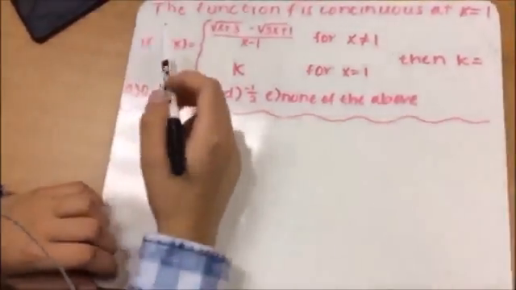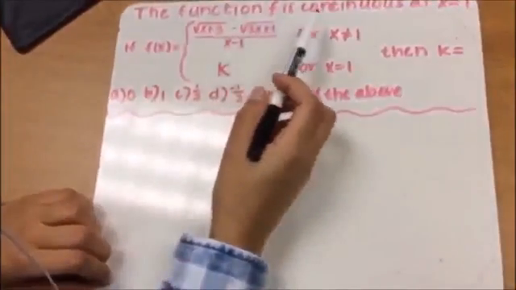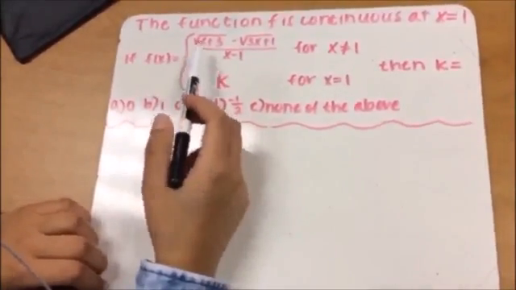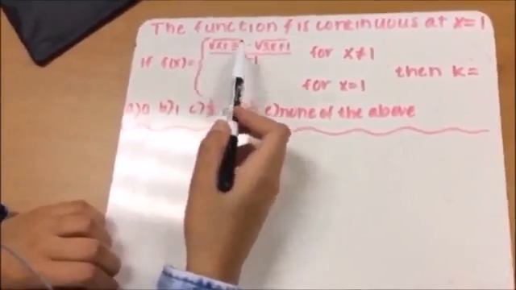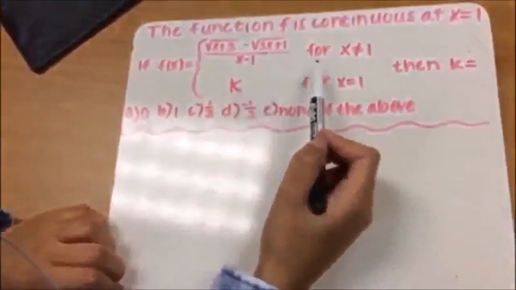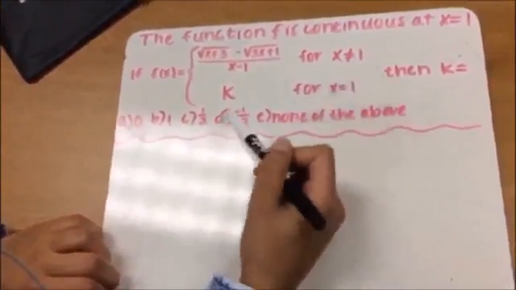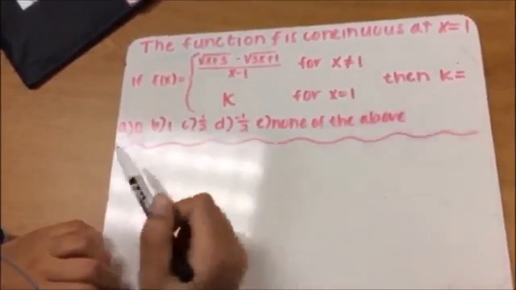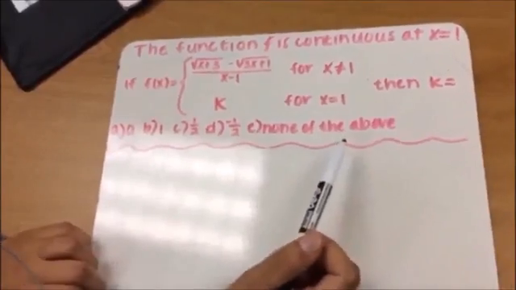So the problem says that the function f is continuous at x equals 1. If f of x equals the square root of x plus 3 minus the square root of 3x plus 1 over x minus 1 for x not equal to 1, and k for x equals 1, then k has to be, and these are our answer choices.